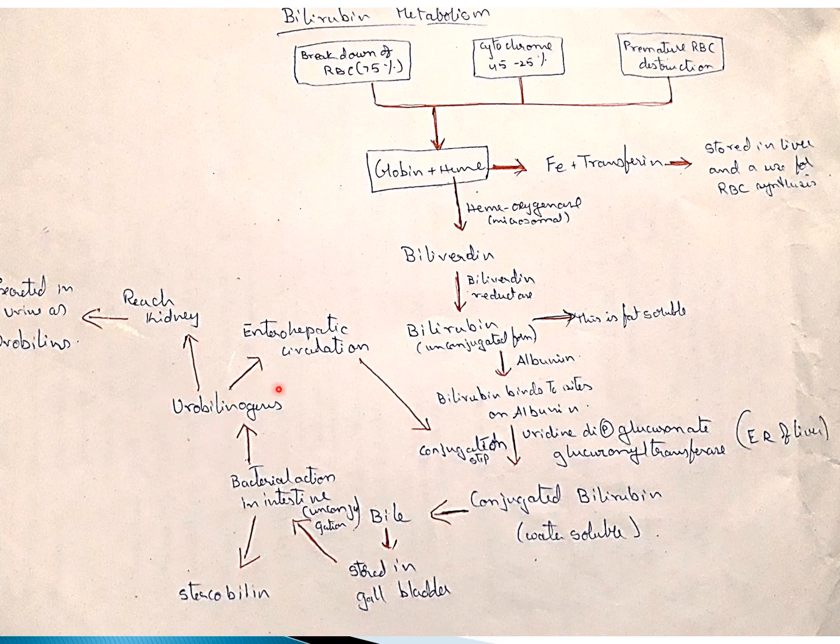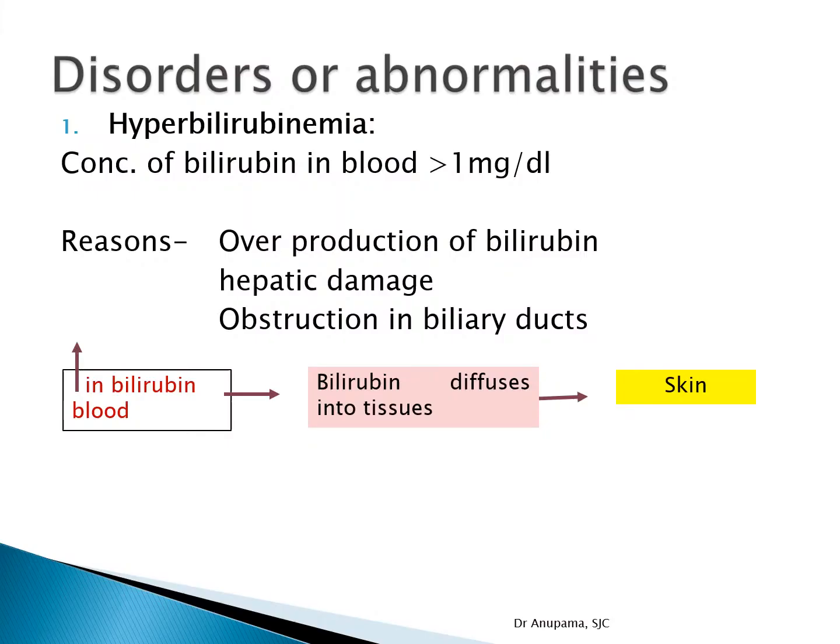What is reabsorbed is this urobilinogen, reabsorbed into intrahepatic circulation as it is fat soluble. Now here again it is conjugated and you have the water soluble form. The water soluble form goes back through the bile, enters the intestine, and here itself it is deconjugated. So all these are the series of events which take place when it comes to bilirubin metabolism.